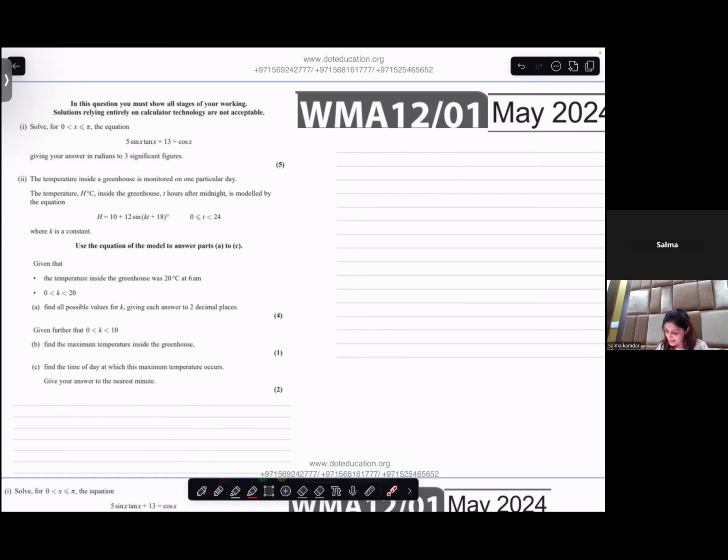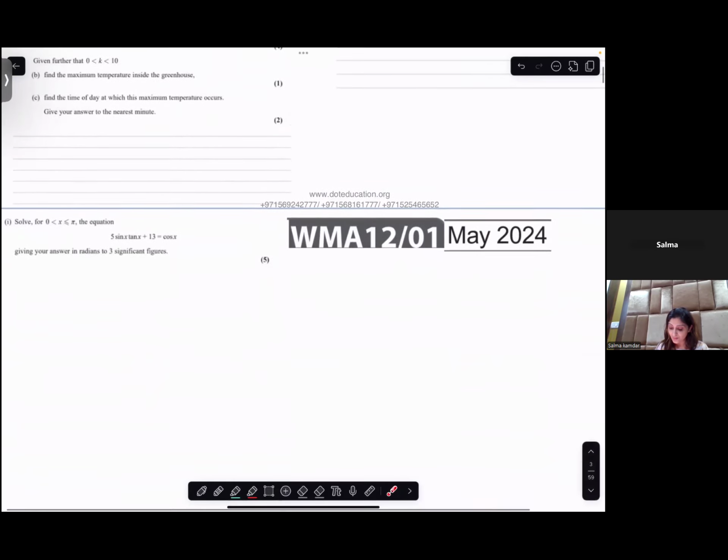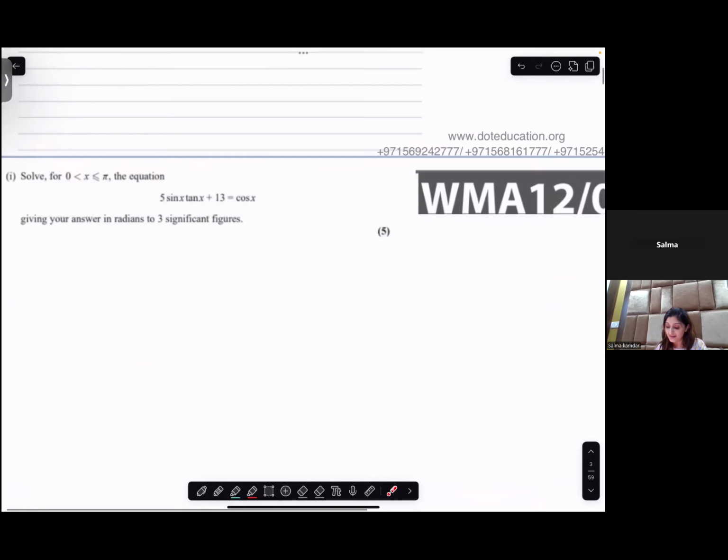Okay, now they're saying that I have to solve this equation for x and I have to give my answer in three significant figures. The first thing that you have to note over here is because you're solving the equation, you do not have to have a left hand side or a separate right hand side. You just write and you start solving.